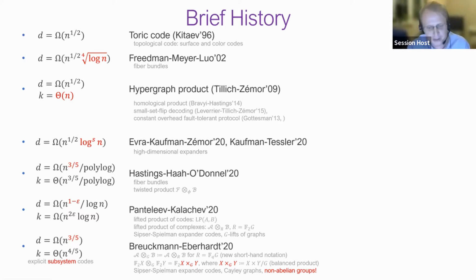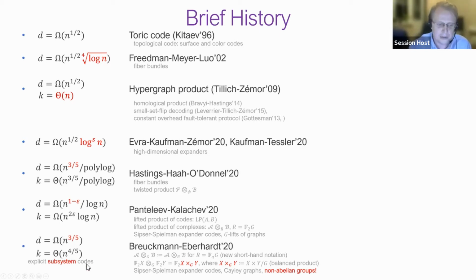And what is even much more important, they also connected this tensor product over group algebra with an operation in topology. So they gave a geometrical interpretation of this operation, and they showed that it corresponds to the balanced product of topological spaces. And this was a really great achievement. And they also, of course, obtained some nice constructions of codes, but it didn't break any records.